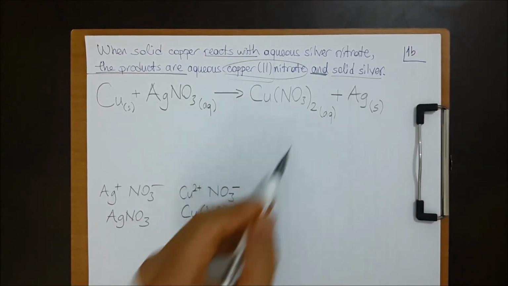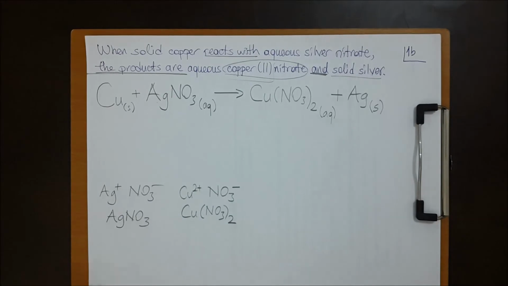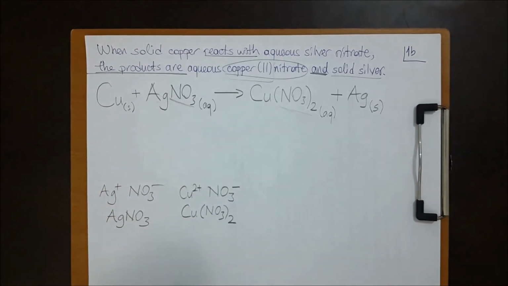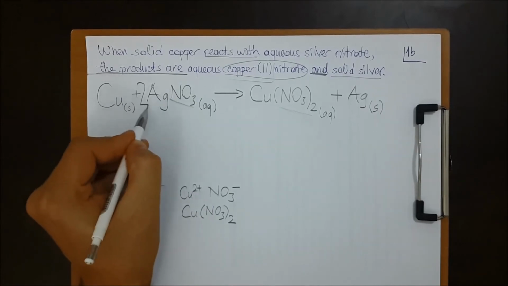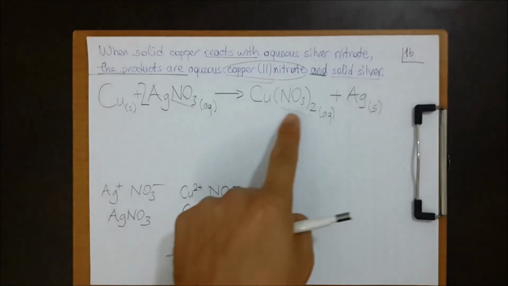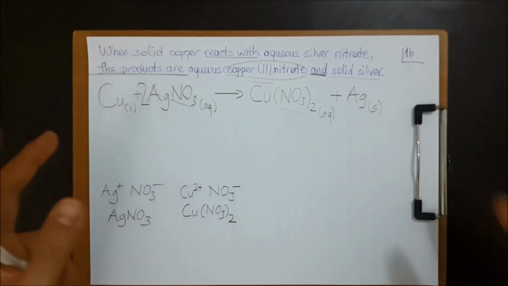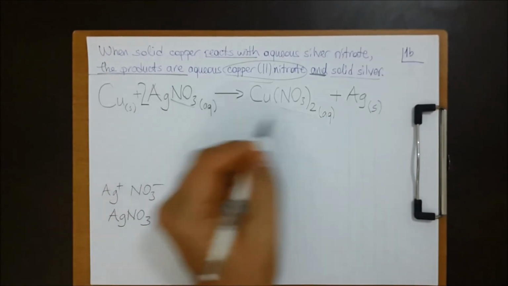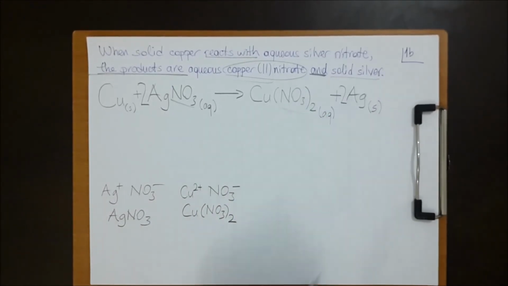There's a problem with nitrate groups. So I have one nitrate group on the left side, two nitrate groups on the right side. So write 2 in front of silver nitrate, and you will be balancing the number of nitrates on both sides. By the way, you are changing the number of silver. To balance the number of silver atoms, you must write 2 in front of Ag.